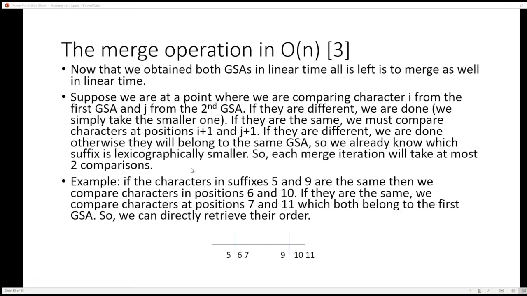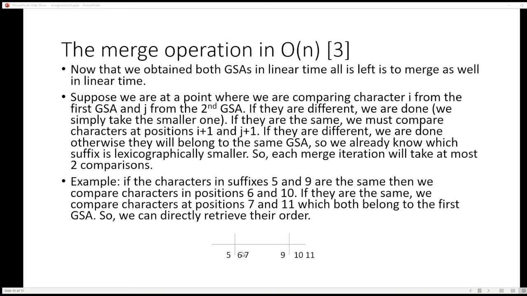For example, if we are considering suffixes in positions 5 and 9. If these characters are the same, then we can compare the characters in positions 6 and 10. If they are the same, we compare the characters in positions 7 and 11. However, here the characters in 7 and 11 both belong to the first GSA, which represents the 1 or 2 mod 3 positions, and we already know their order, so we are done.